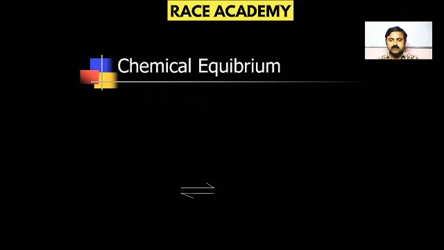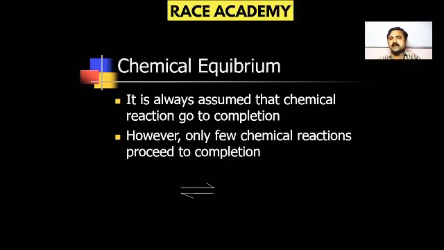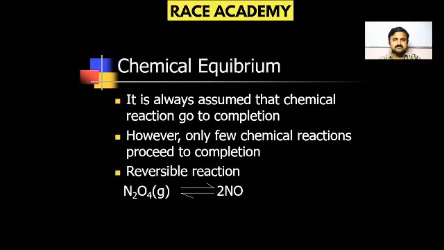This is chemical equilibrium. In this, we will see some important information related to the chemical equilibrium chapter. Okay, let us see what this chemical equilibrium is. Actually, it is always assumed that a chemical reaction goes to completion. However, only a few chemical reactions proceed to completion, and the others we call reversible reactions.